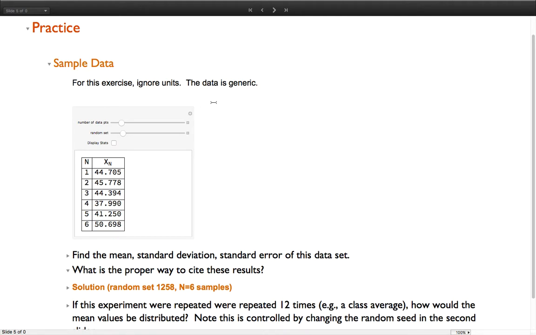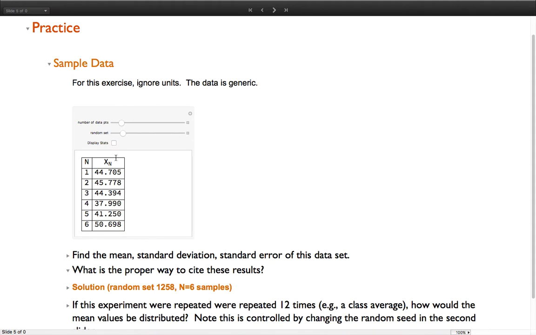Okay, now we're going to look at some more data. I understand that these concepts are a little confusing and they're new. Hopefully, looking at this sample set will help clarify some of them. Here what we have is a table of data points, and this is the results of doing an experiment.